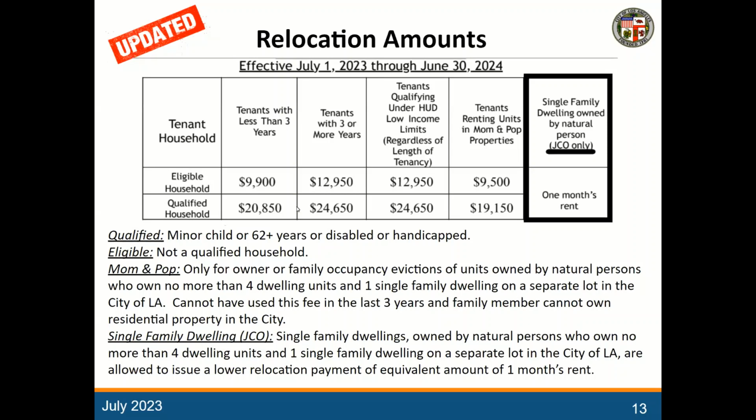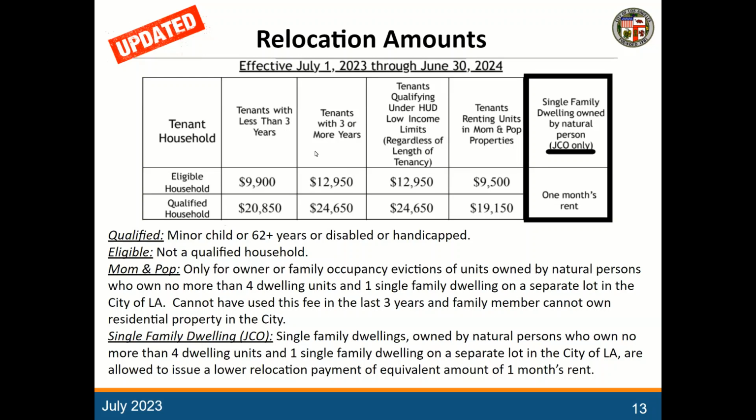There are different factors that the law looks to determine the amount of relocation assistance. First, we look to whether or not the tenancy is qualified or eligible. Qualified rates are shown on the second row, and eligible rates are shown on the first row. A household is qualified if one of the occupants, one of the tenants, is a minor child or 62 years or older, or is disabled or handicapped. If none of the occupants meet any of this criteria, then the household is eligible. And the relocation amounts on the first row are the ones that apply.